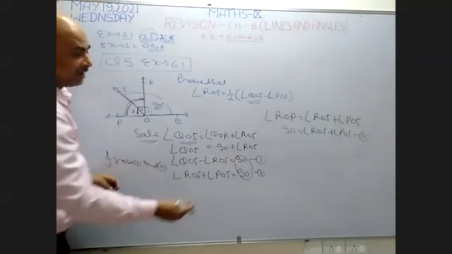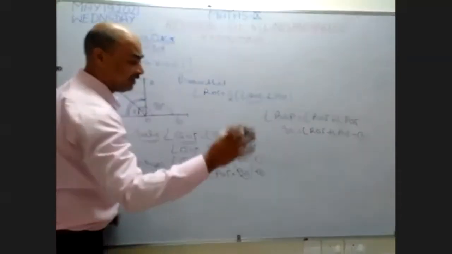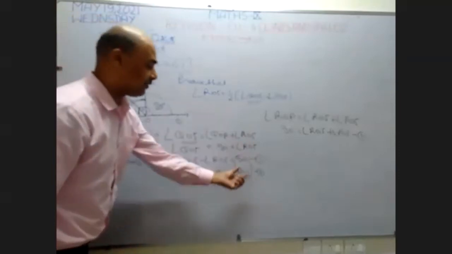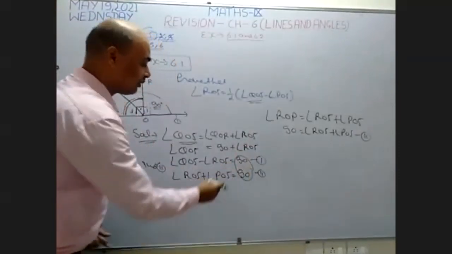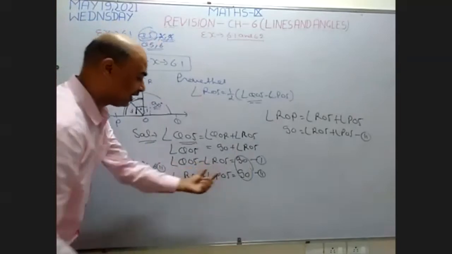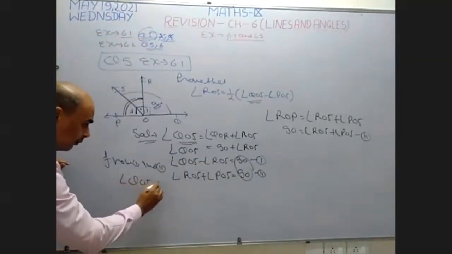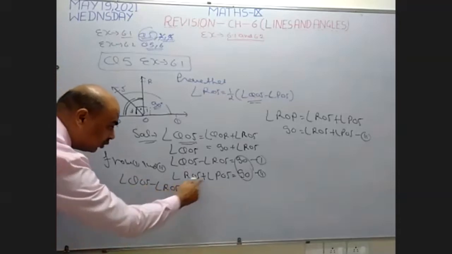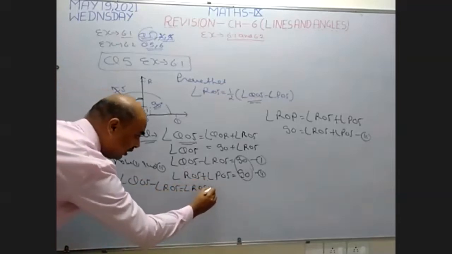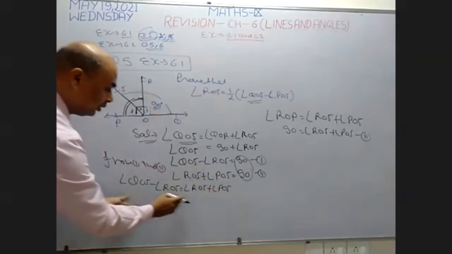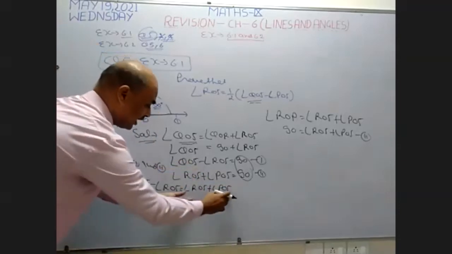Okay, beta. When the right hand side of any two equations is equal, it means their left hand side is also equal. Since these two equations have their right hand side equal, I make their left hand side equal too. What is written in the left hand side? QOS minus ROS equals, in the other, ROS plus POS is given, so their left hand sides are also equal. I make both the left hand sides equal.